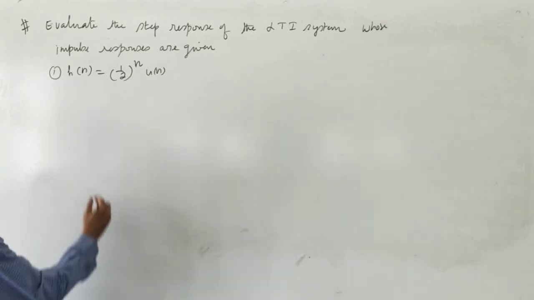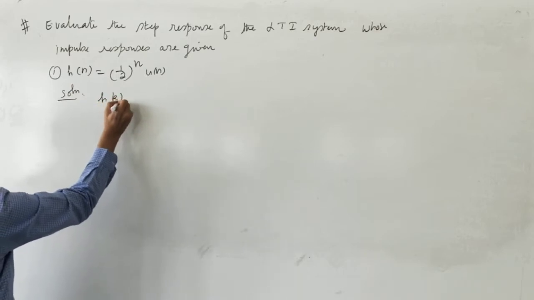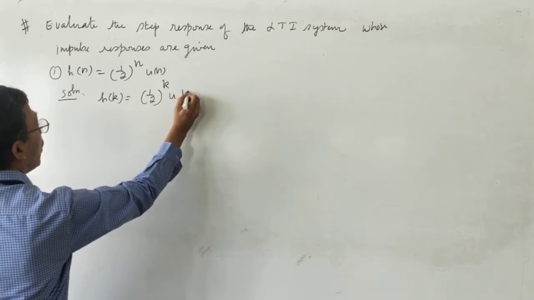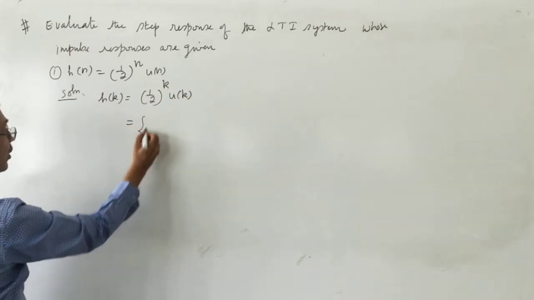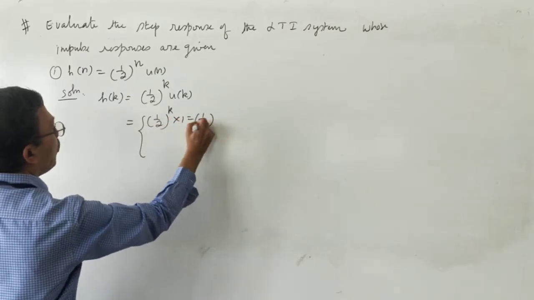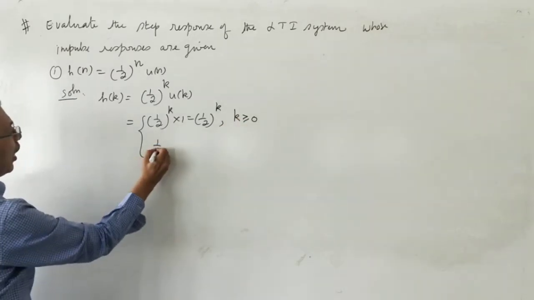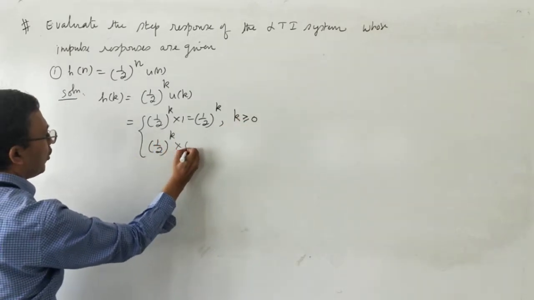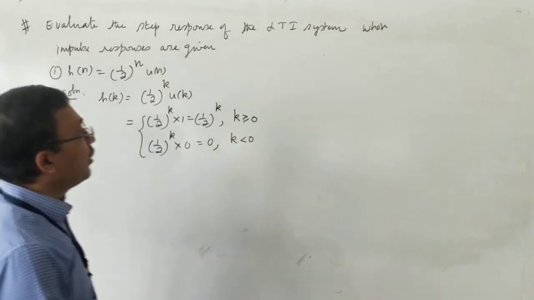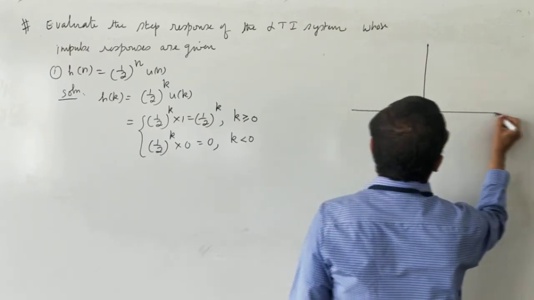So what I will do is, solution, replace n by k. What is h of k? H of k is half to the power k into u of k, which is nothing but half to the power k into 1, equal to half to the power k for k greater or equal to 0. Half to the power k into 0 equals 0 for k less than 0. I am going to sketch it now. Y-axis is h of k.